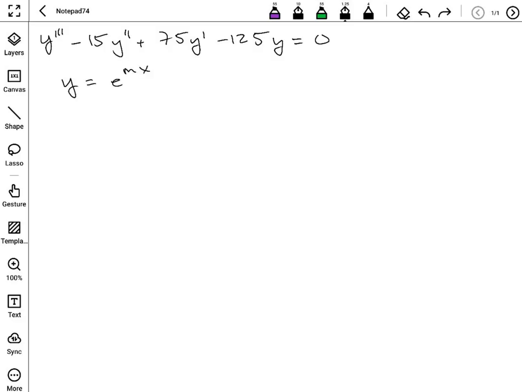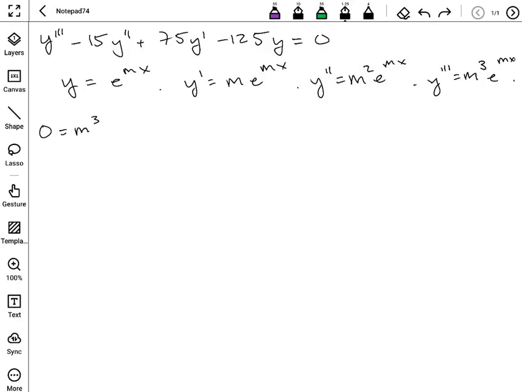Whenever we're solving one of these constant coefficient problems, we start with the assumption that y equal e to mx is the solution. So my first derivative is m times e to the mx. My second derivative is m squared e to the mx, and I need up to my third derivative, which is m cubed e to the mx. And then I plug this guess into my ODE in order to start building my auxiliary equation.